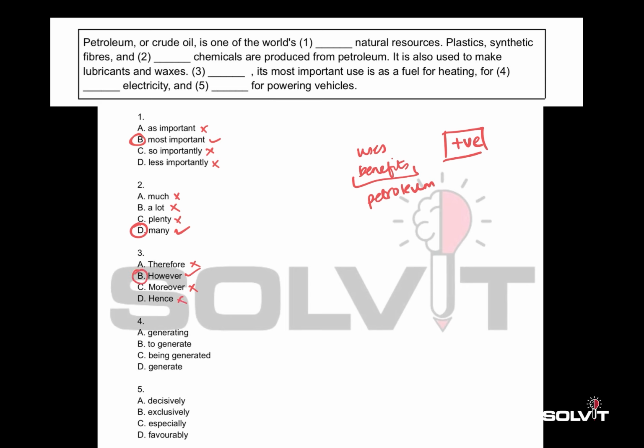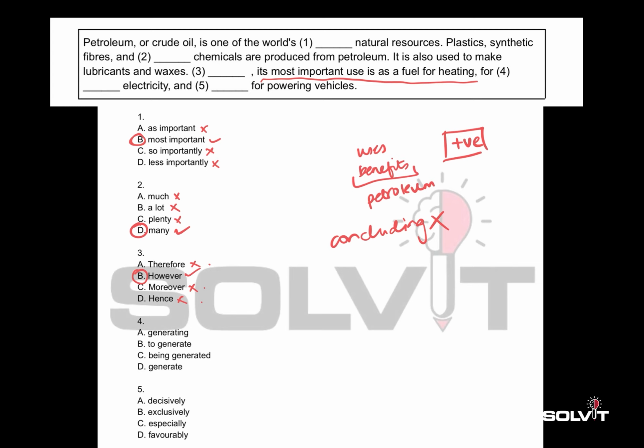Okay, now for this one, even though the other options may sound correct, the correct option is however, right? And why is that? Because the other options, which are therefore, moreover, and hence, these are sort of concluding something, right? We're not concluding anything over here. We are sort of highlighting one of the uses of petroleum because we're saying its most important use is as a fuel for heating. So we're not concluding anything, are we? We're building upon the idea that petroleum has many uses, however its most important use is as a fuel for heating. Okay, so we're going to use the word however.